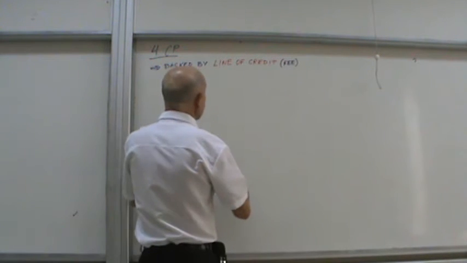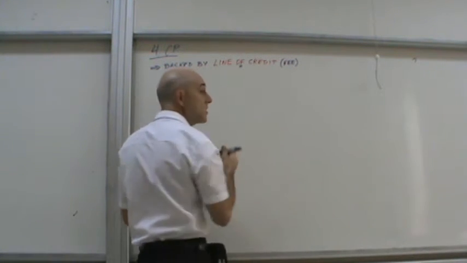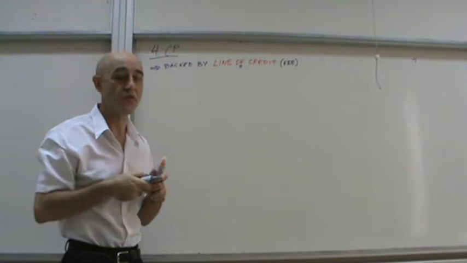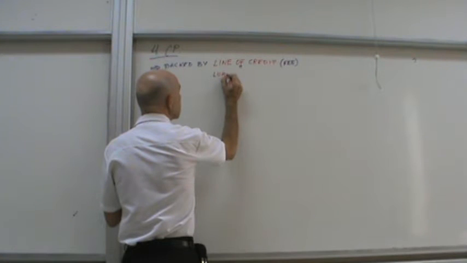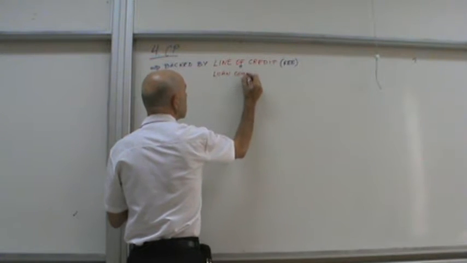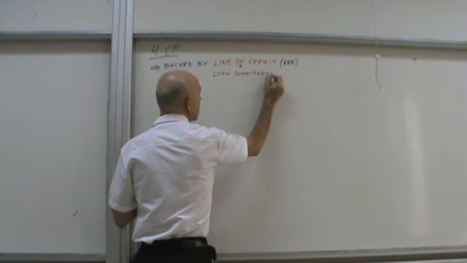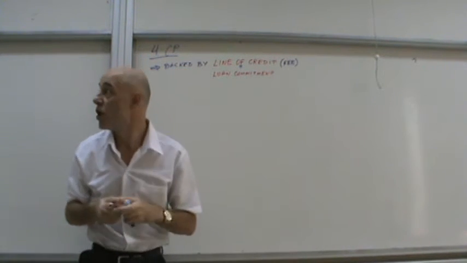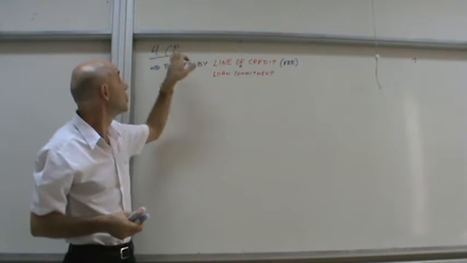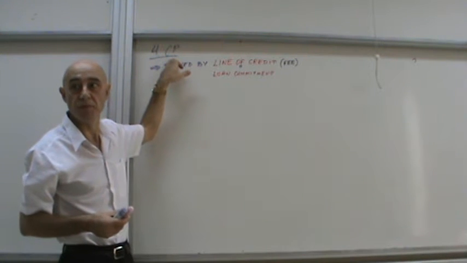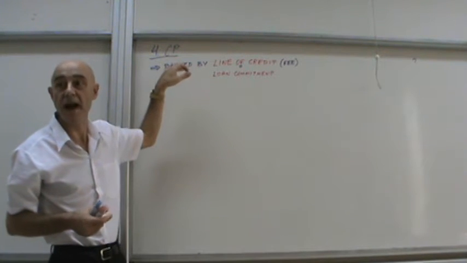Now, another nice financial phrase for this line of credit is loan commitment. The loan commitment, again, is made by the bank to the issuer of the commercial paper in case the issuer gets in trouble to pay all back.